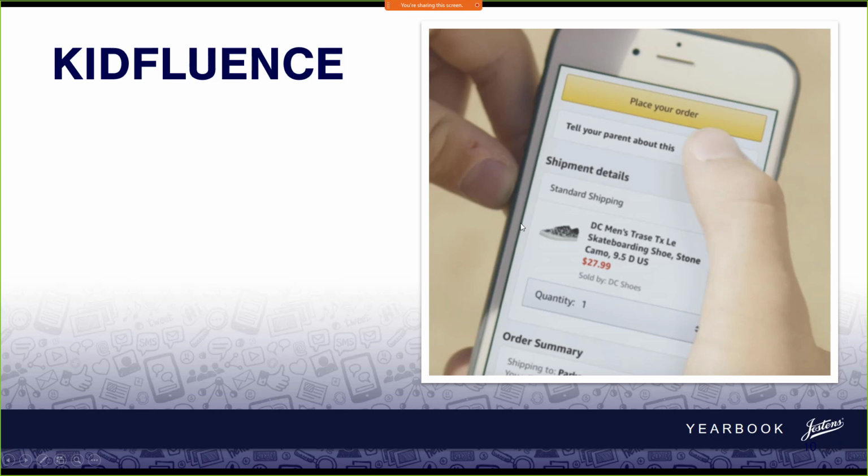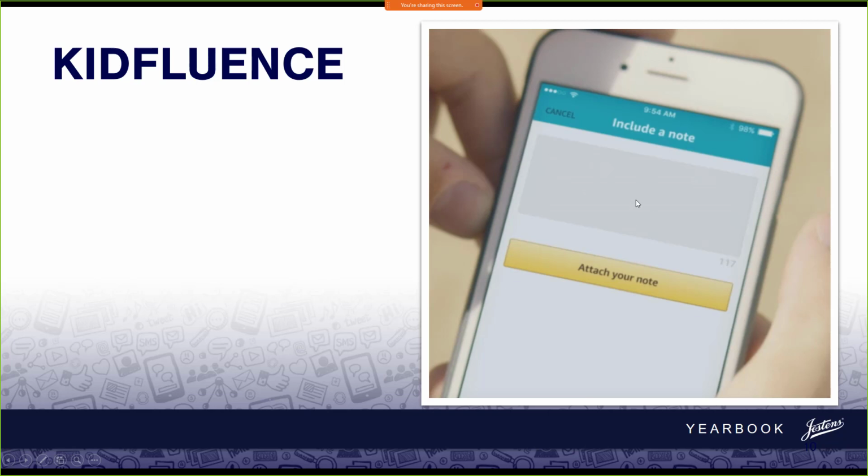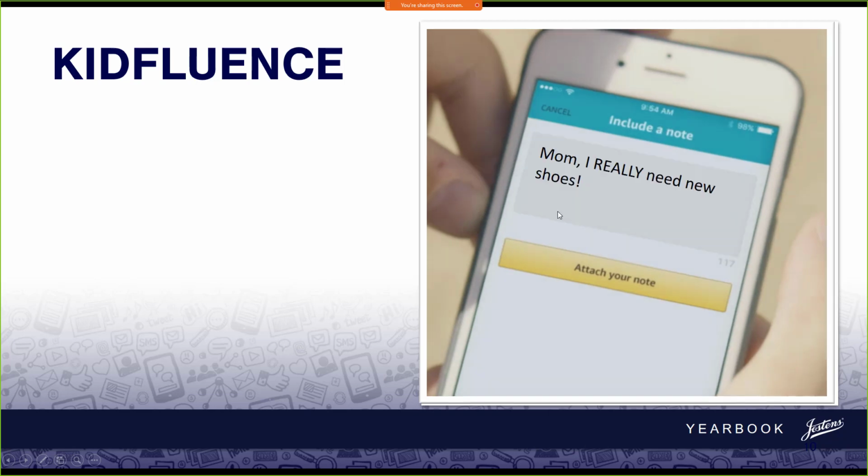And there's a button on the screen where if you find a pair of sneakers you want, you can click "tell your parents about this." Then a screen pops up where you can type them a note. You could say, "Mom, I really need new shoes." Or you could do some mom shaming, like, "Mom, I haven't had new shoes in 2 years. I'm the only one." Then you can send them a message and they can approve your purchase. And there's other ways to use it. But again, this is just really showing that people are understanding how influential kids really are.